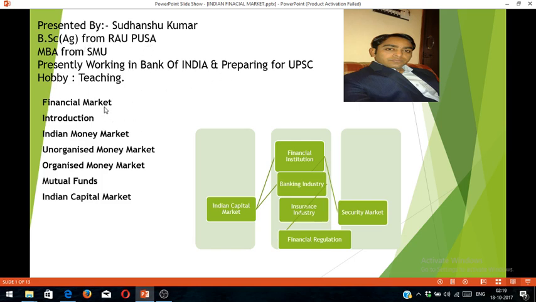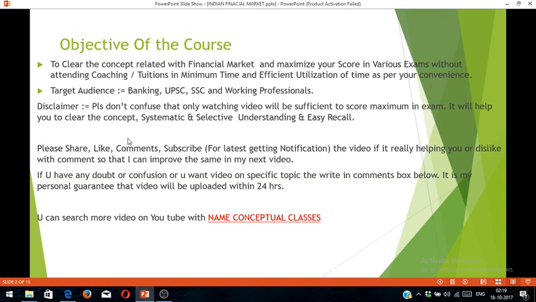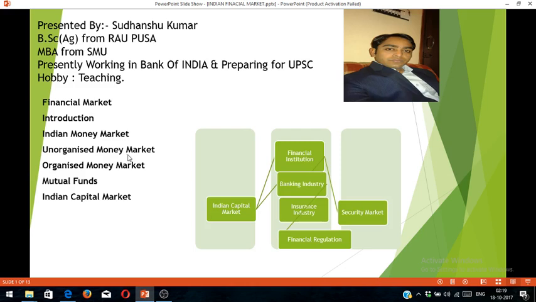In this topic, we'll discuss a brief introduction to the financial market, what the Indian money market is, what the organized money market is, what the non-organized money market is, what mutual funds are, and what the Indian capital market is and its regulations.